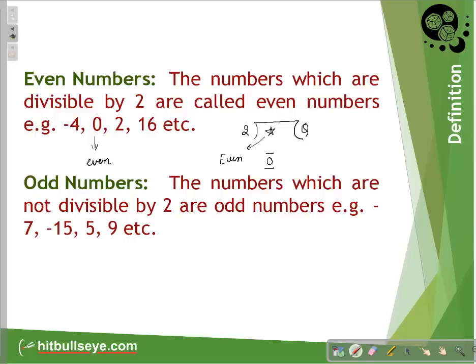Now come to the second type, odd numbers. What do you mean by odd numbers? Reverse of even numbers. Once again, if I take any number and divide it by 2, we'll get some quotient. If the remainder comes out to be 1, then that number will be called an odd number. Or if 2 is not dividing a number completely, that particular number will be called an odd number. As you can see in the examples, 7, -15, 5, 9, 1, 101, 1001, 1003, they all are a list of odd numbers.